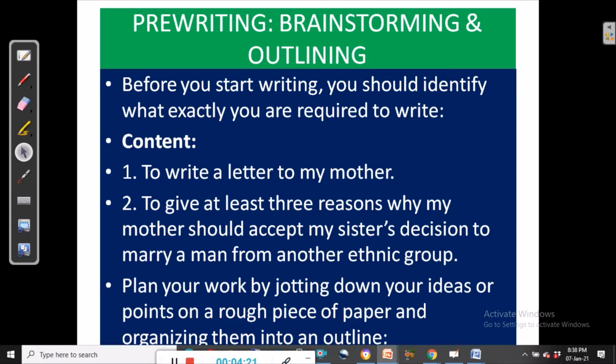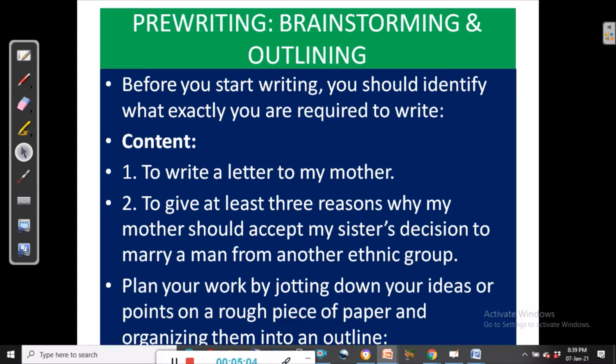Number 1, according to the question we have already seen, which we are going to address, to write a letter to my mother. You need to identify that this is what the examiner asks you to do. Number 2, to give at least 3 reasons why my mother should accept my sister's decision to marry a man from another ethnic group. You have to make sure that you understand the content of the letter you want to write. Because when you do not have a clear understanding of what you are going to write, then this is where you begin to fail.